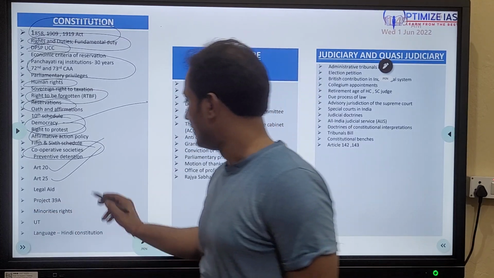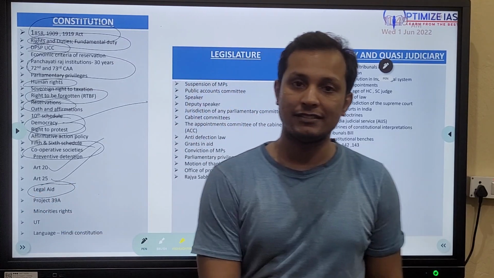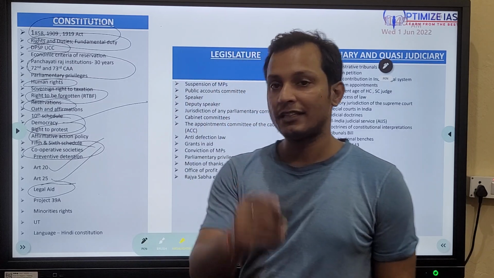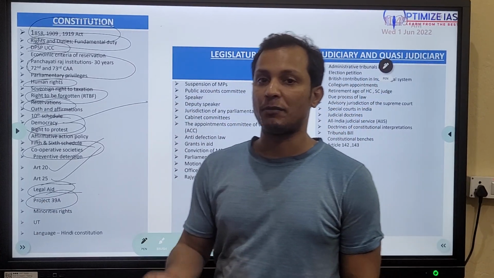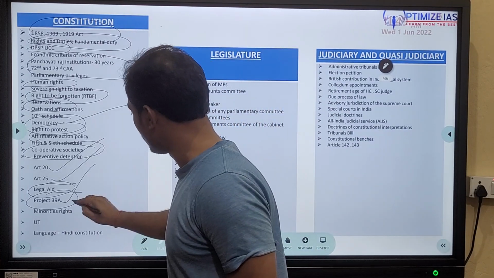Then we see legal aid. Legal aid is very important, guys. DPSP, legal aid is very important. Then there is something called Project 39A for people who have been given capital punishment. So Project 39A is very important, guys.